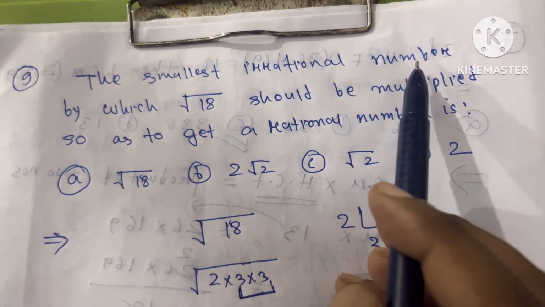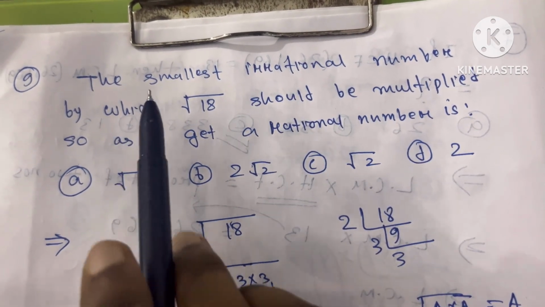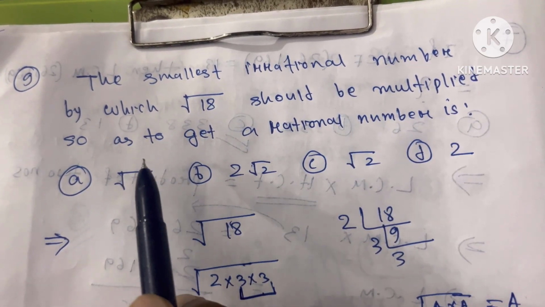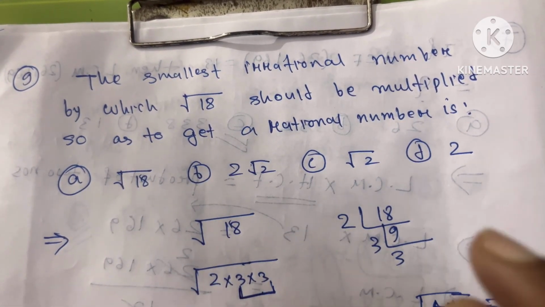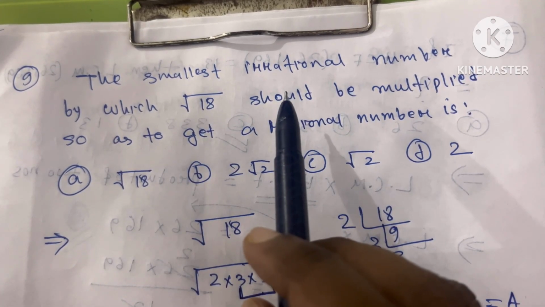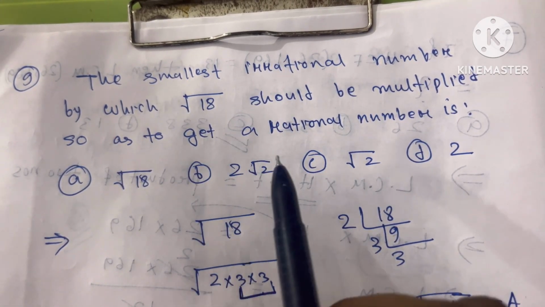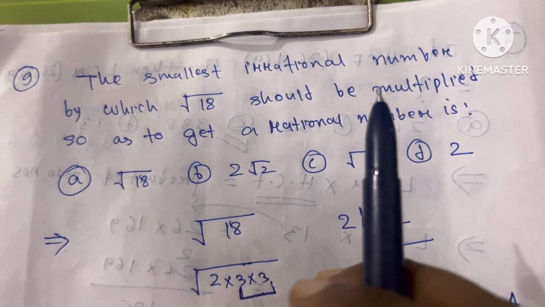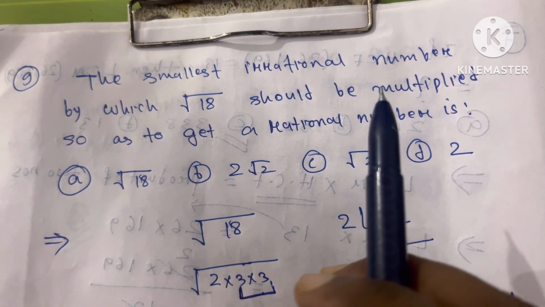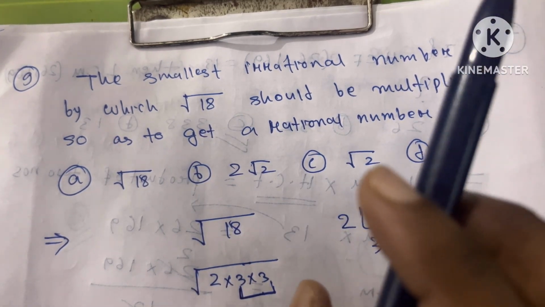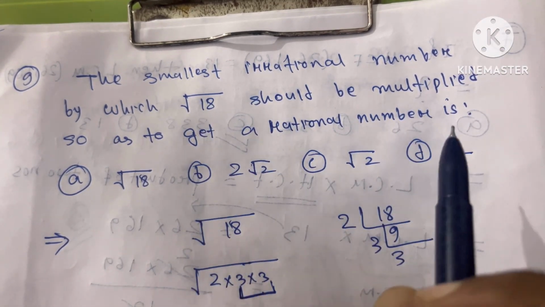Question number 9. The smallest irrational number by which root over 18 should be multiplied so as to get a rational number. So root over 18: 18 is not a square number, that's why root over 18 is an irrational number, because you cannot remove the root from 18. But our question is, you want to find the smallest irrational number which, multiplied by root 18, will give a rational number.